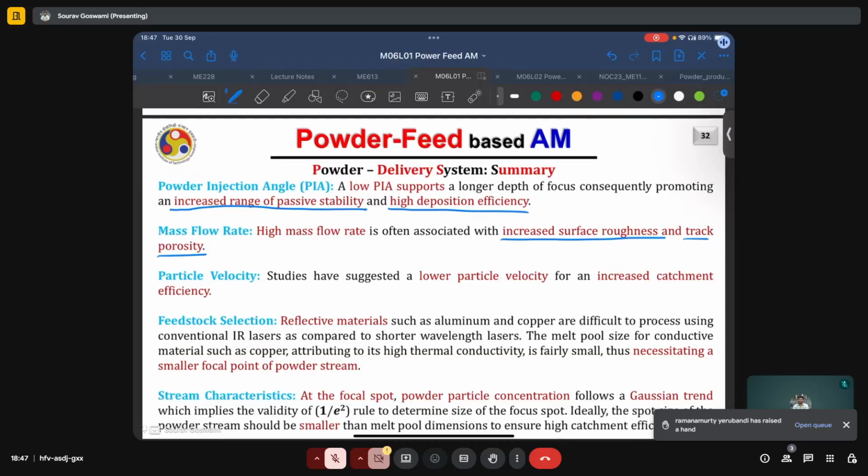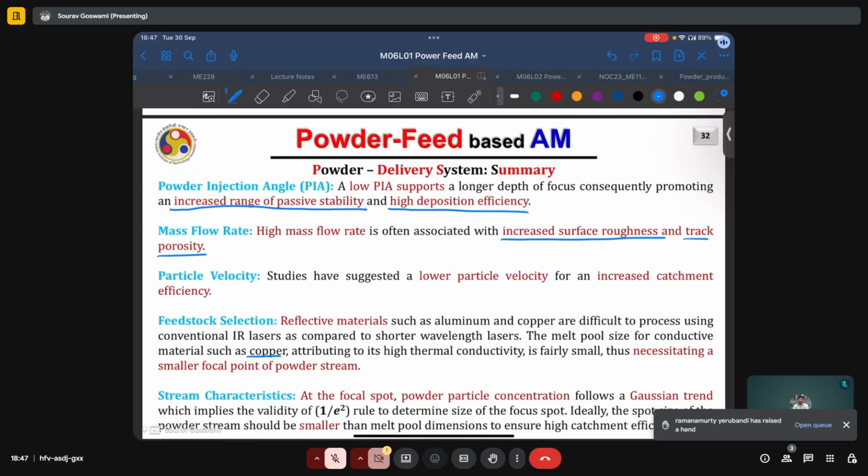Reflective materials such as aluminum and copper are difficult to process using conventional IR lasers as compared to shorter wavelength lasers such as blue and green lasers. The melt pool size for conducting materials such as copper is fairly small because of the high thermal conductivity and high thermal diffusivity of the material, and this necessitates using a smaller focal point of powder stream.